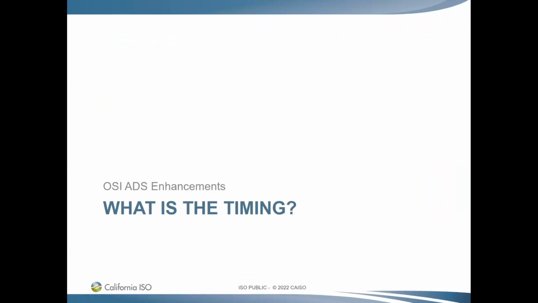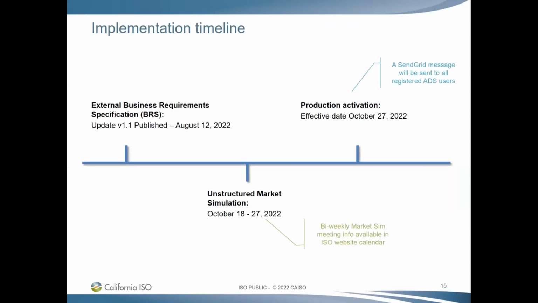So what is the timing of this? Some key dates that you need to be aware of. Here we have the implementation guideline that takes you from when the external business requirement specification was posted. Unstructured market simulation is currently active, and there are biweekly market sim meetings that you can attend on Mondays and Thursdays where you'll be able to ask more information. And then production activation is scheduled to be effective on October 27th.